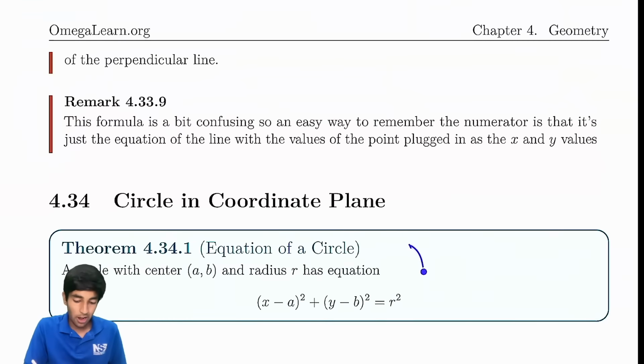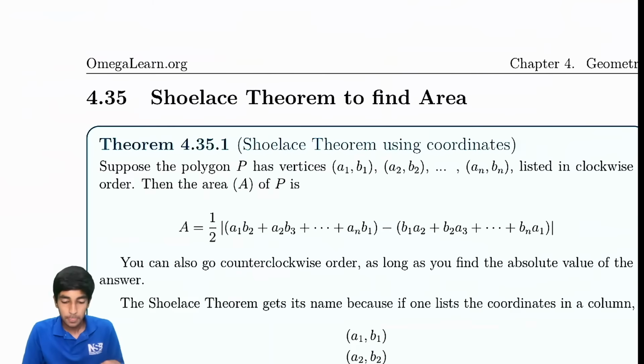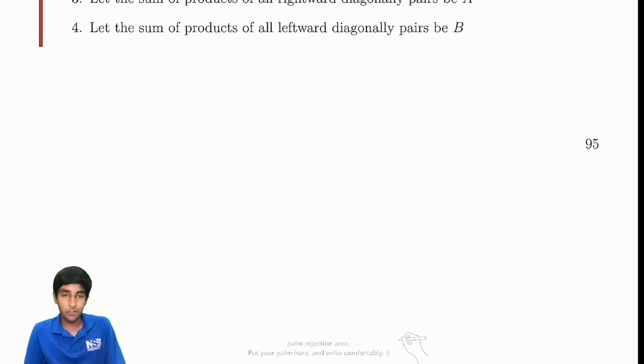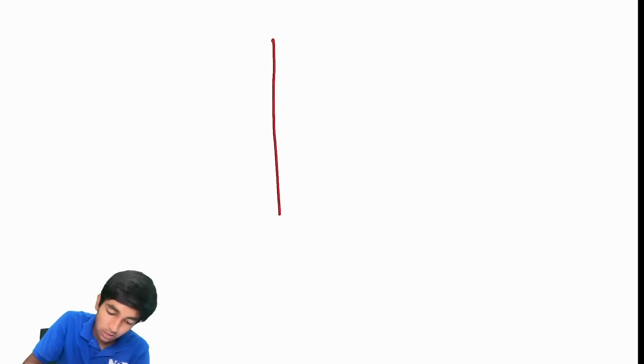So, equation of a circle, pretty simple. You just try the circle and you get this. Shoelace theorem. Oh yeah, now we're on the shoelace theorem, and this is useful when you're trying to do coordinates. So let's just take a step back. Why are we using coordinates in geometry? Oftentimes, especially when you have a lot of right angles, let's say you've got a triangle and you have an altitude.